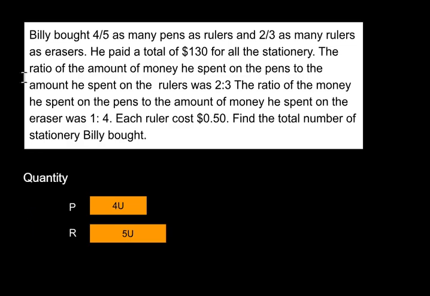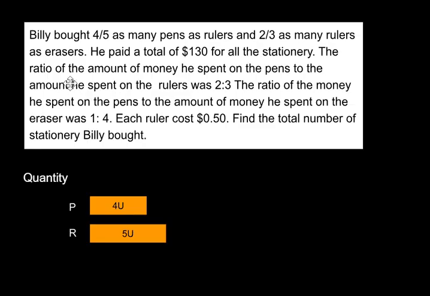Alright, let's look at this question together. Billy bought 4/5 as many pens as rulers and 2/3 as many rulers as erasers. He paid a total of $130 for all the stationery.